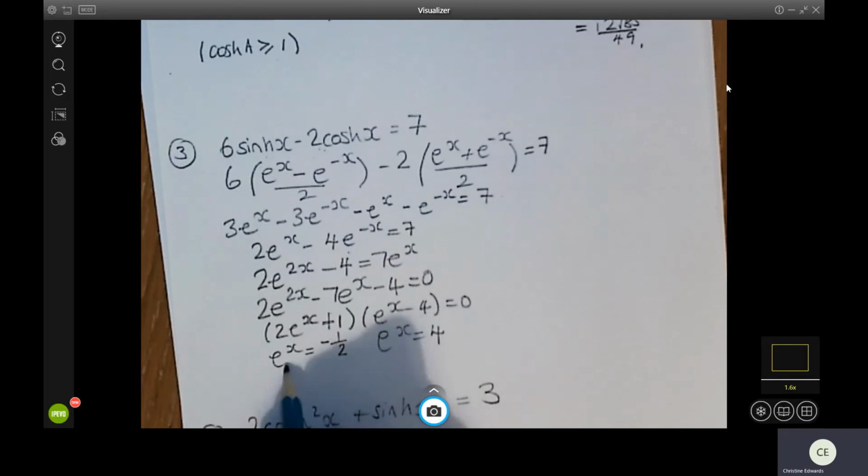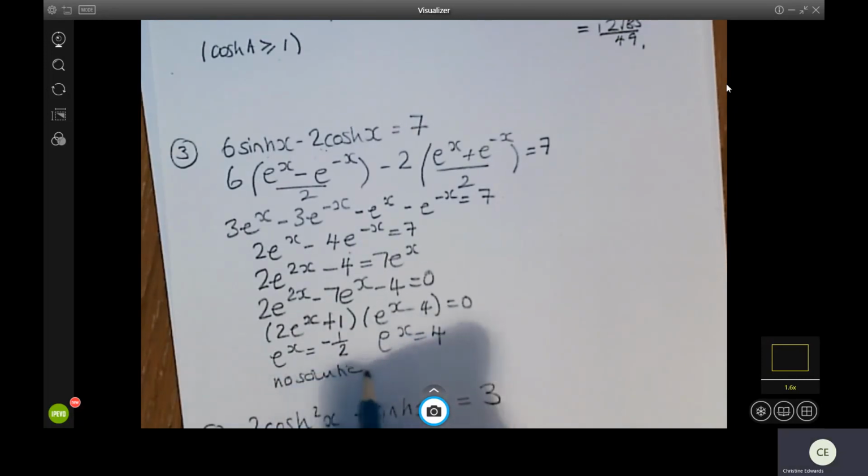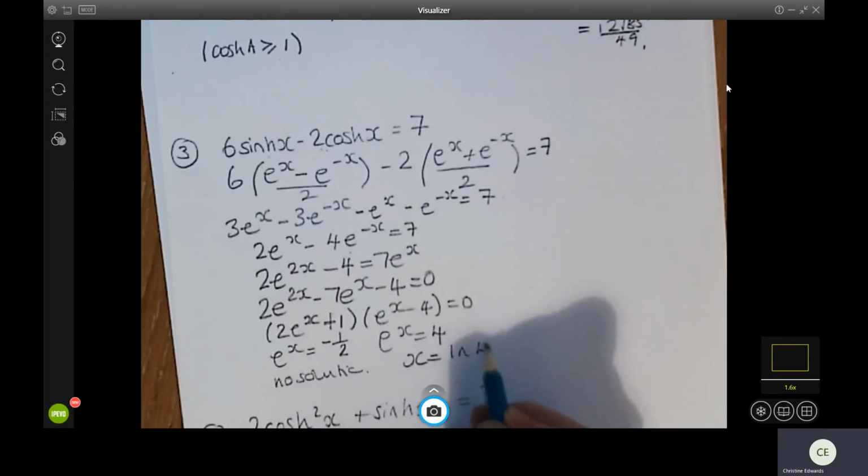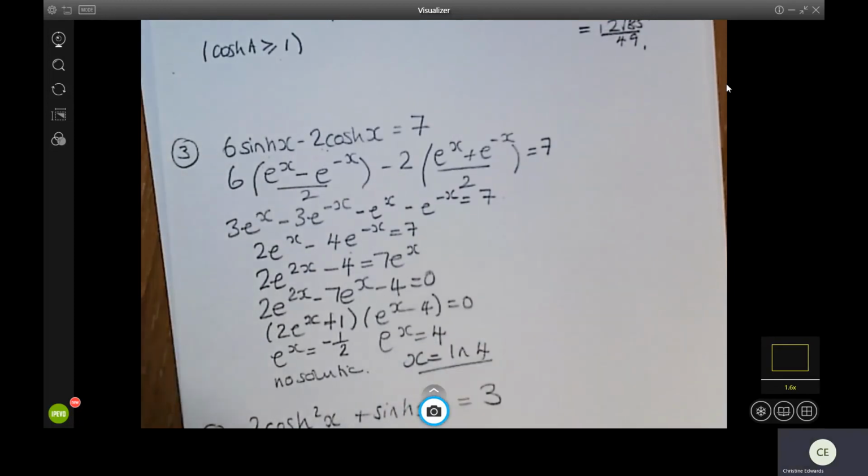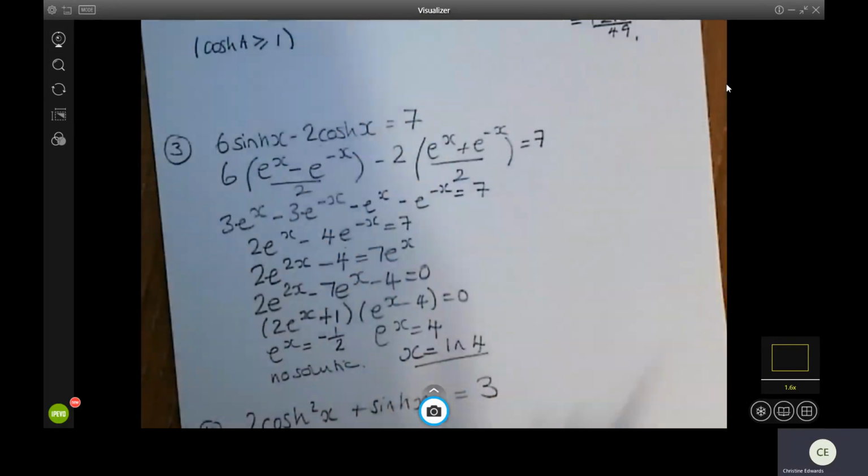Thinking about the graph, we will have no solution here, therefore x is going to be the log of 4. So there I've used the definition of the hyperbolics in order to be able to solve. Let's now have a look at number 4.